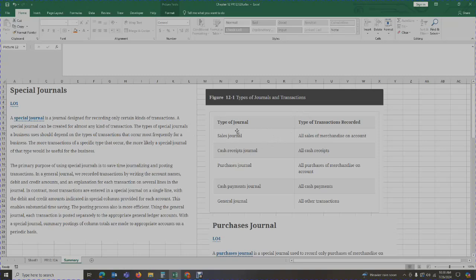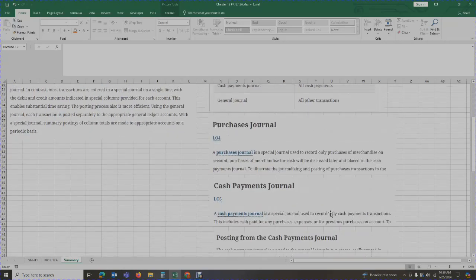So we have the sales journal, and in that journal we record all sales of merchandise on account. That is the key, on account. Cash receipts journal is all of the cash receipts, all the money that you received. Purchases journal is all purchases of merchandise on account. The key here is for purchases and for sales journals, we are only accounting for those sales or purchases made on account. A cash payments journal is all cash payments made. And then the general journal is any other transaction that does not fit into any of the other special journals. So if it doesn't apply to any of the journals, then we put it in the general journal.